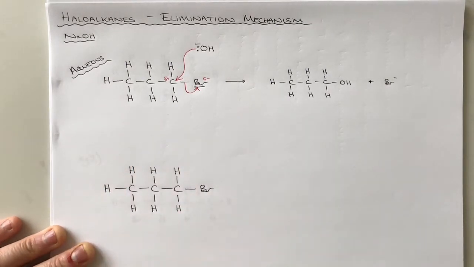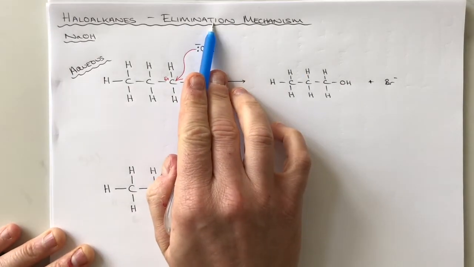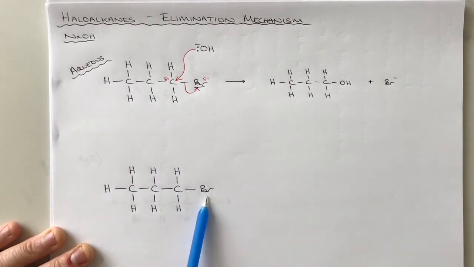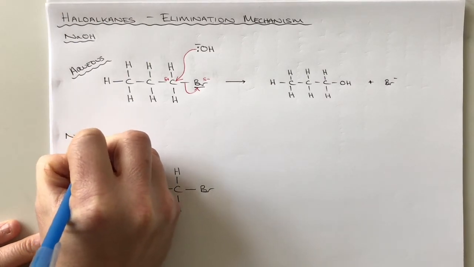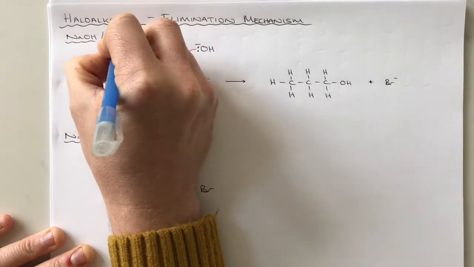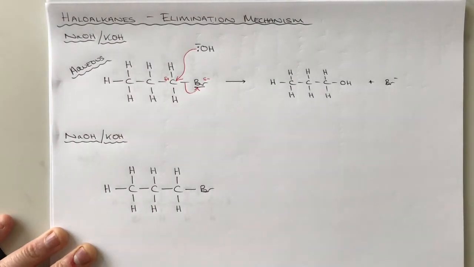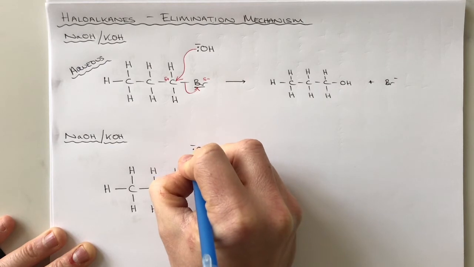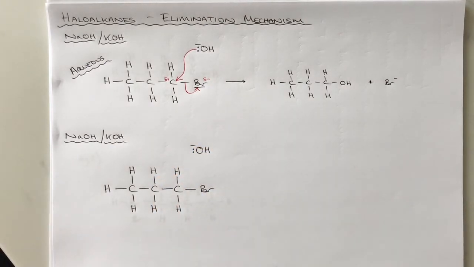Now, the reason why I've reiterated that mechanism is because if we now want to do an elimination mechanism, we can take the same haloalkane, so it's still 1-bromopropane, and the same reagent, sodium hydroxide. I should highlight it could be potassium hydroxide as well. Either is fine, they both act as a source of hydroxide ions. So I have hydroxide ions here, but in an elimination mechanism, a different set of curly arrows take place.